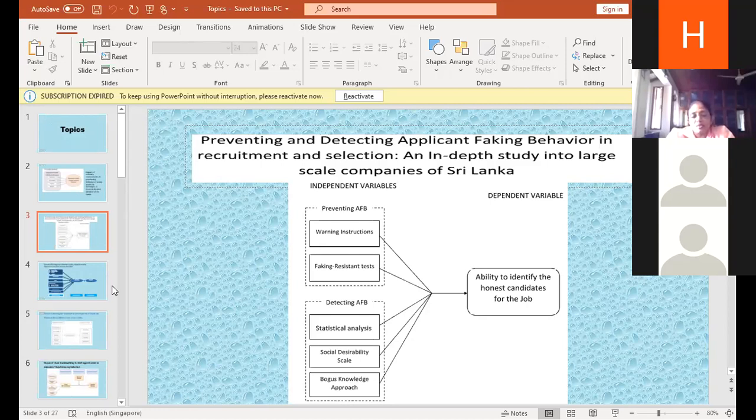So this research was done by interviewing the recruitment managers. So we identified these initial mechanisms through literature. There were, of course, theories and empirical findings as well.